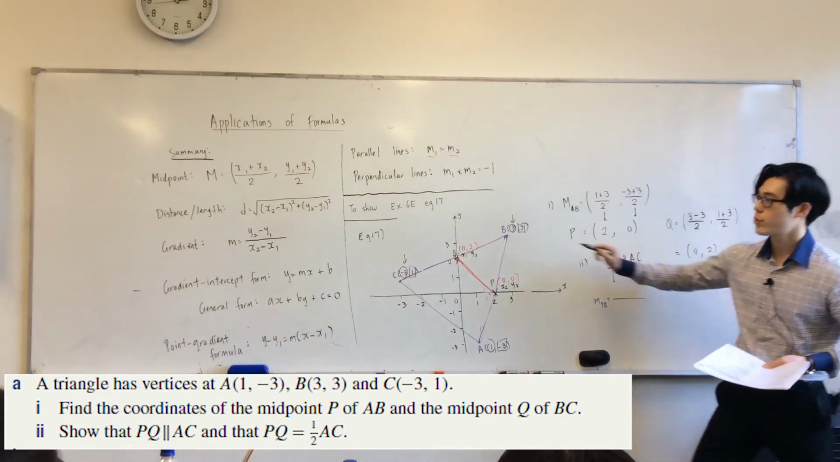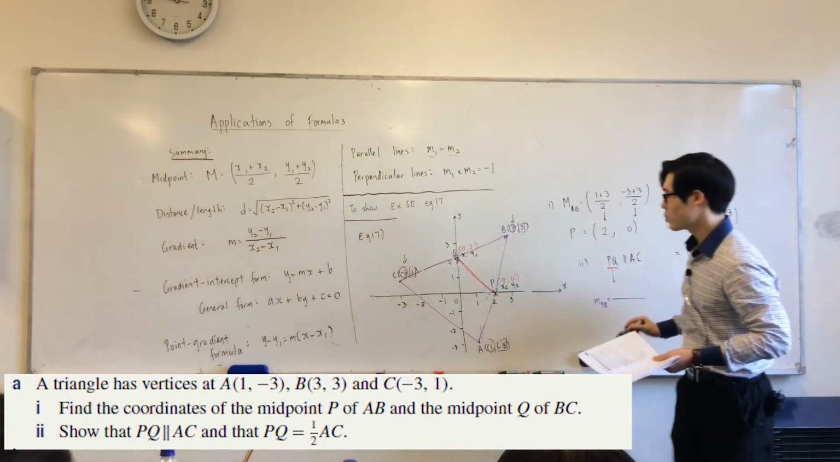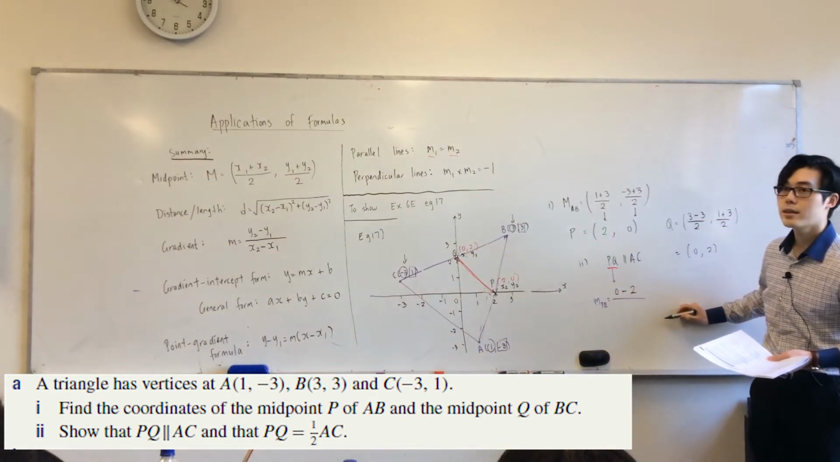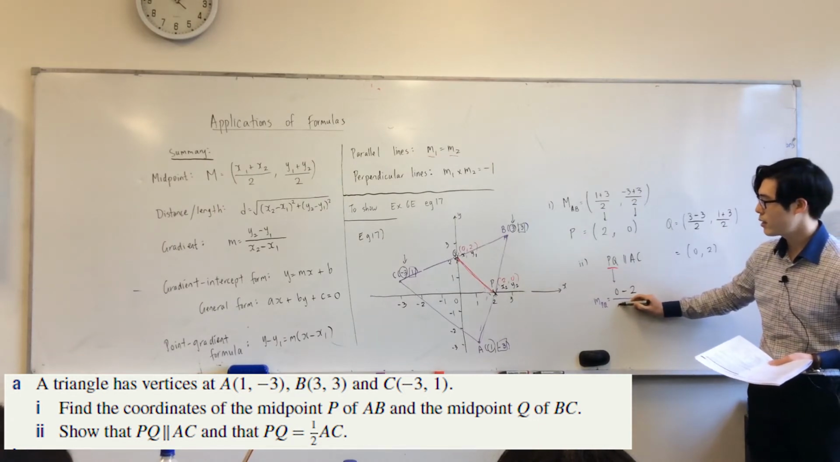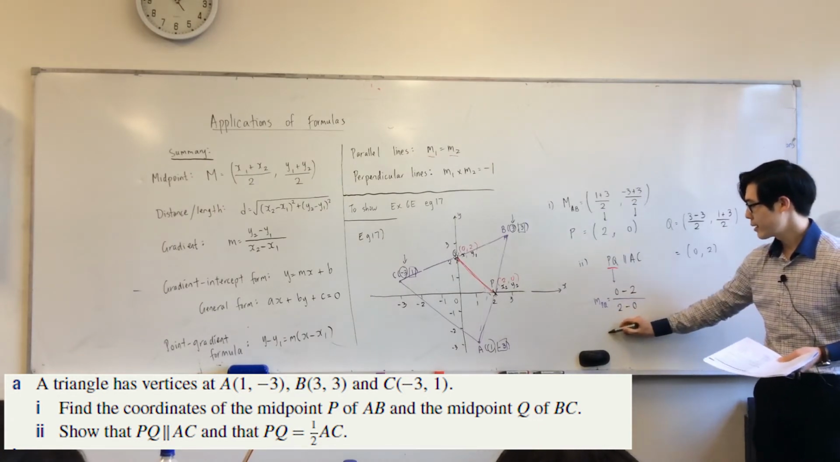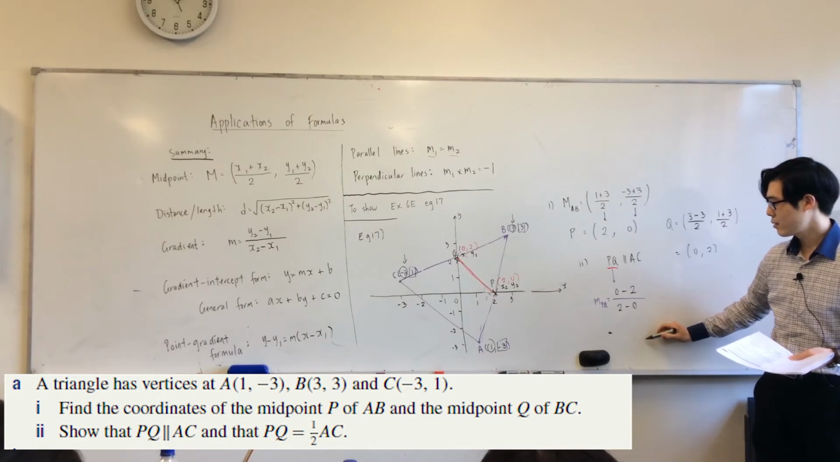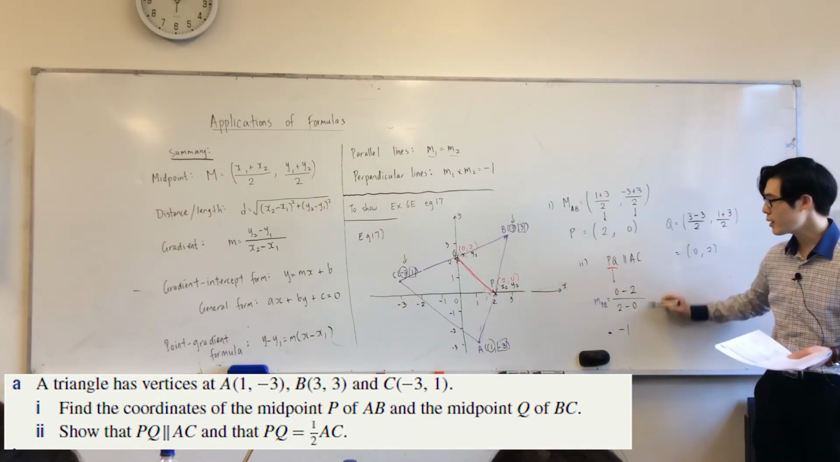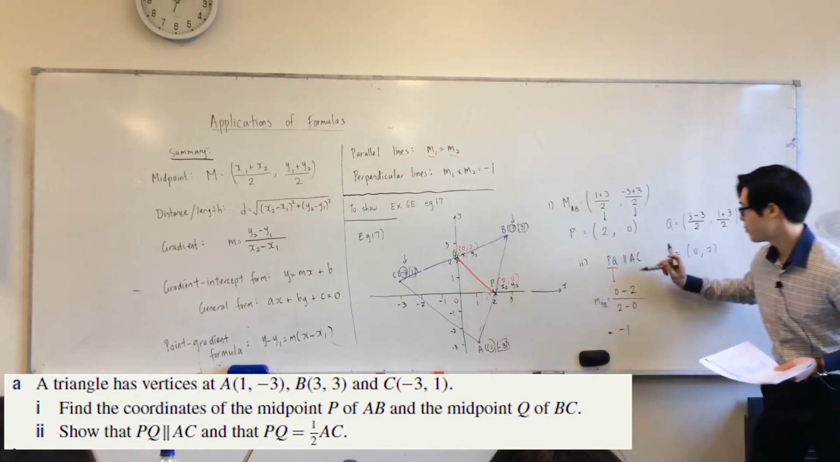Girls, remember, we're using this formula now. y2 minus y1, 0 minus 2, minus 2. And x2 minus x1, 2 minus 2... so girls, if you simplify that, it's minus 1. Now I want to do the same thing for AC.